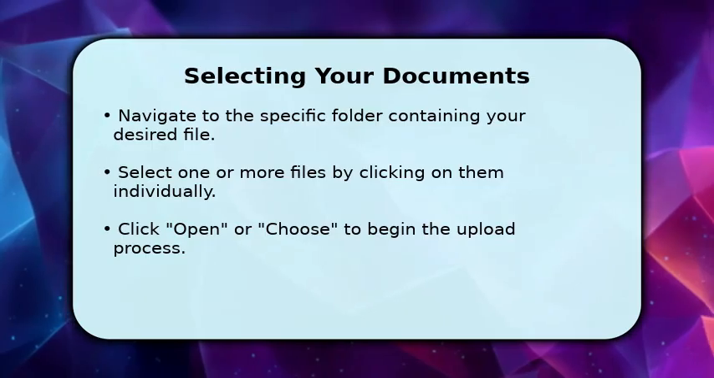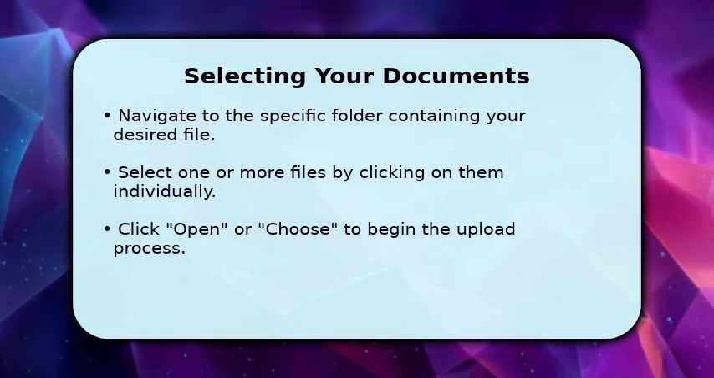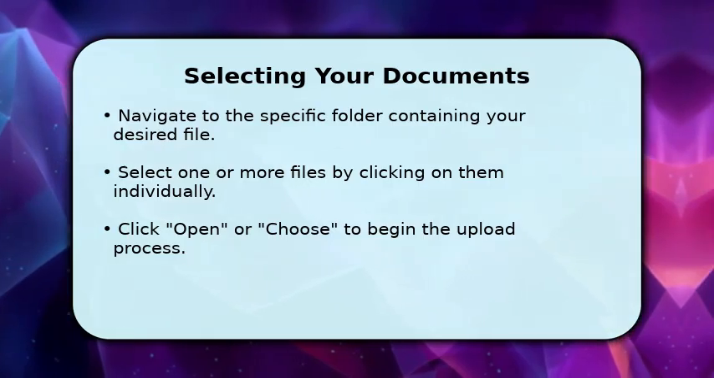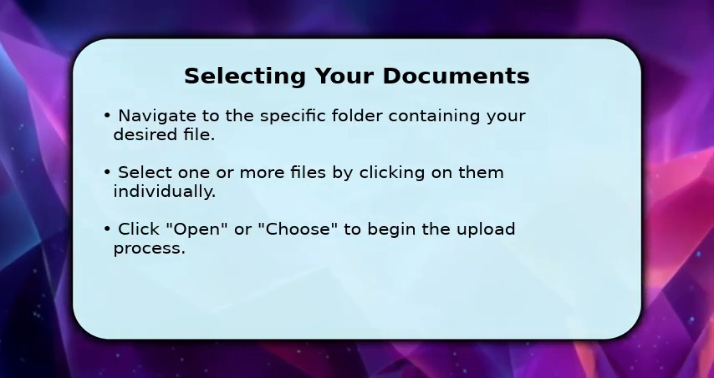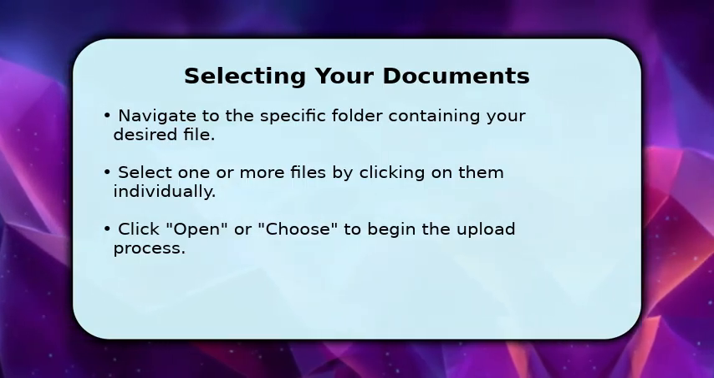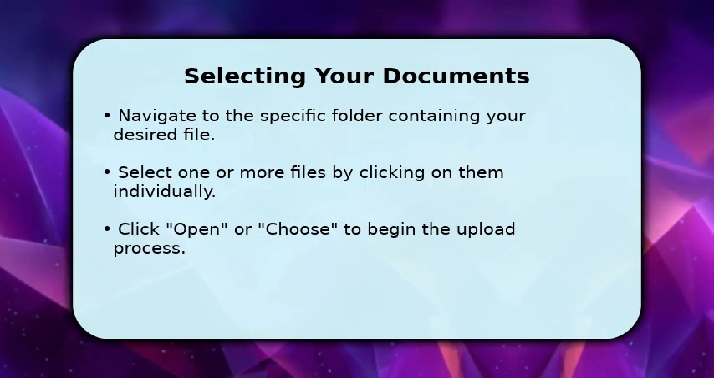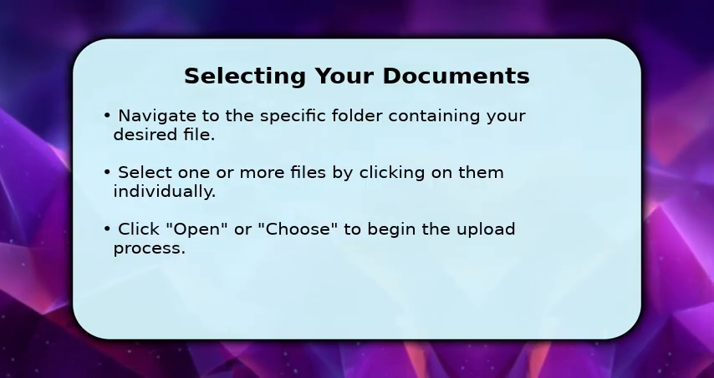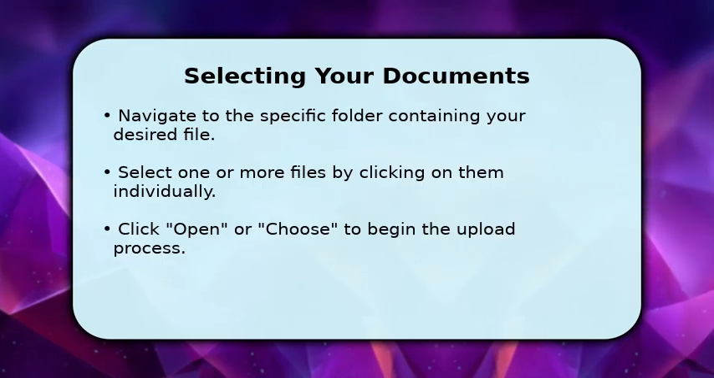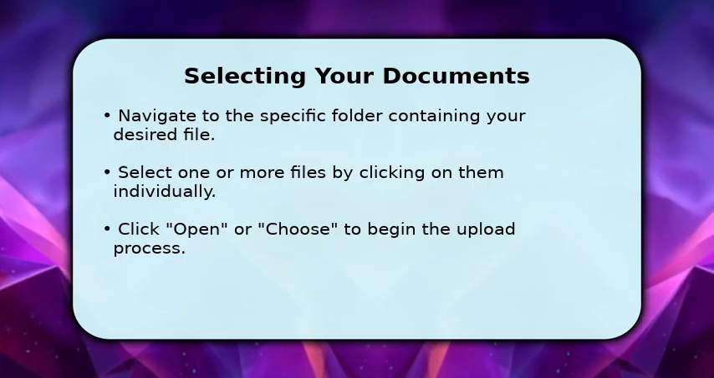Once your File Explorer is open, you will need to navigate through your computer's folders to find the document or documents you wish to attach. You can select a single file by clicking it, or hold down the Control key on Windows or Command key on Mac to select multiple files. After making your selections, click the Open or Choose button to initiate the upload. Remember, Gmail typically allows attachments up to 25 megabytes.